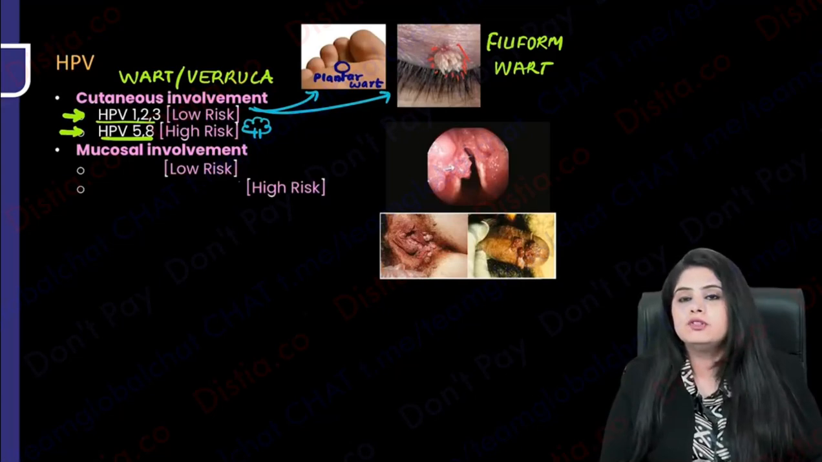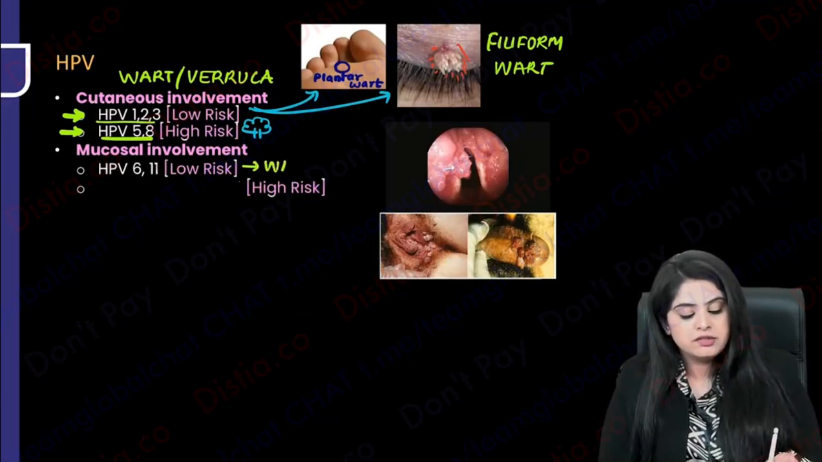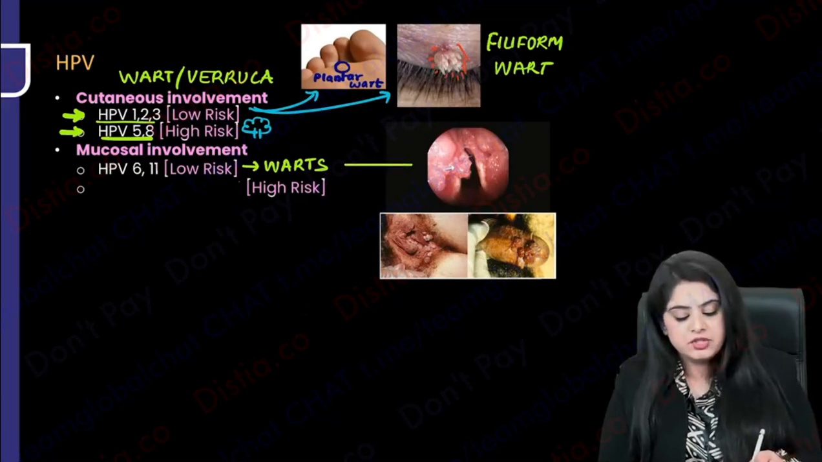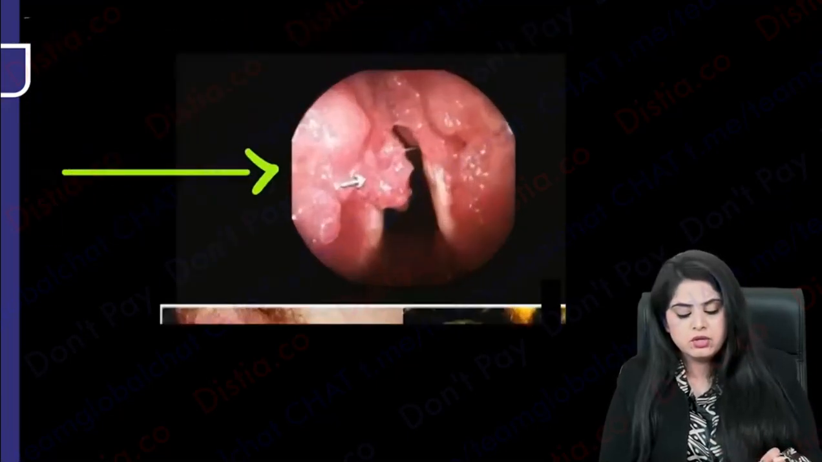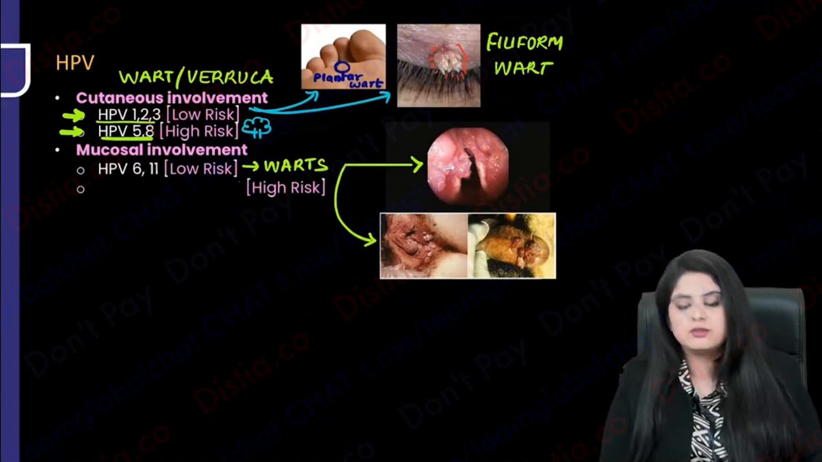Now let's go to mucosal involvements. Mucosa. So now please note that the low risk ones are again the smaller numbers, 6 and 11. What do they cause? They again cause warts. But this time, what kind of warts do they cause? I can see something in the respiratory tract, the vocal cord. There are warts near the vocal cord. Yes, and I can see something related to the genitals also over here.